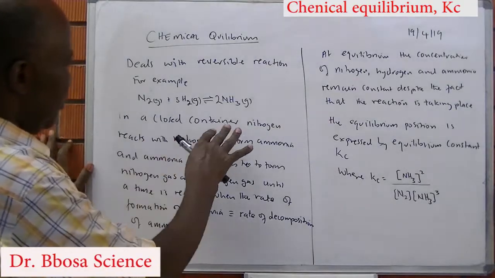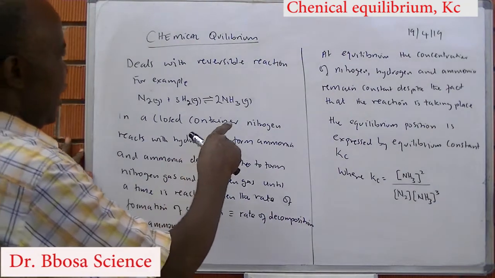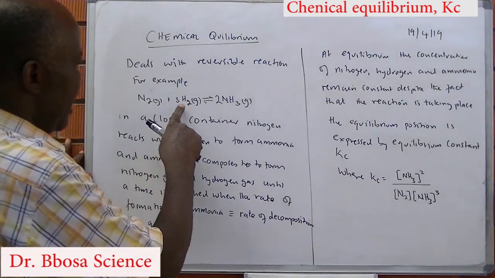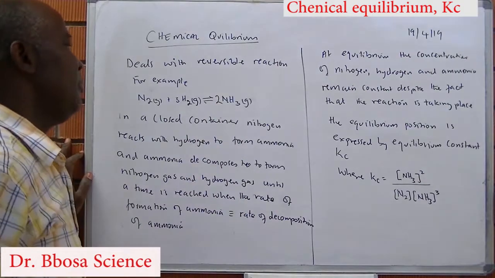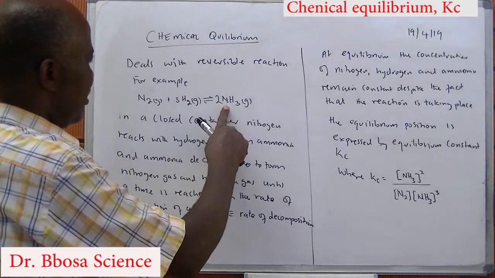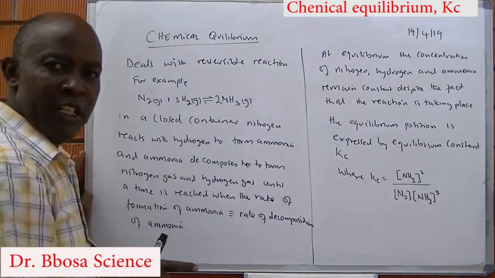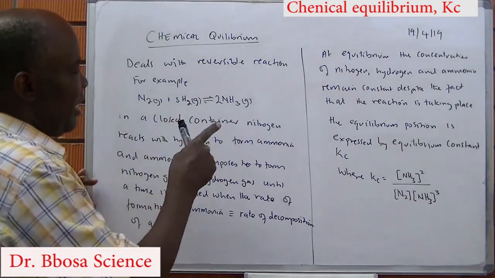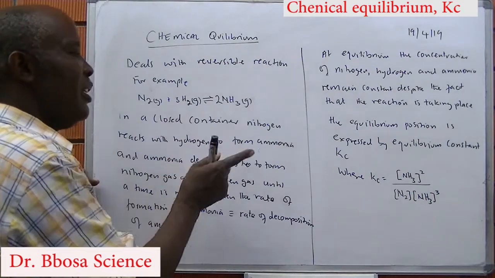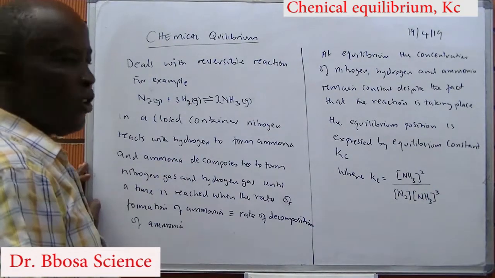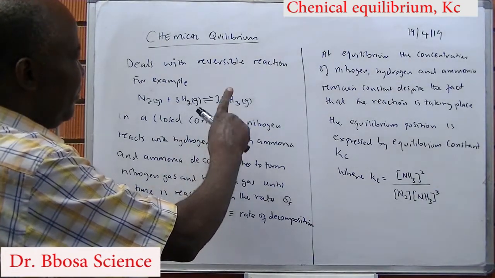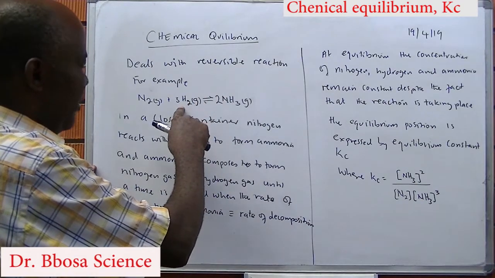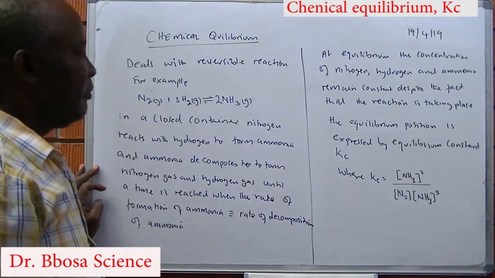In a closed container, nitrogen will react with hydrogen to form ammonia. Ammonia will decompose to form hydrogen and nitrogen, until such a time when the rate of formation of ammonia from nitrogen and hydrogen is equal to the rate of decomposition of ammonia to form hydrogen and nitrogen.